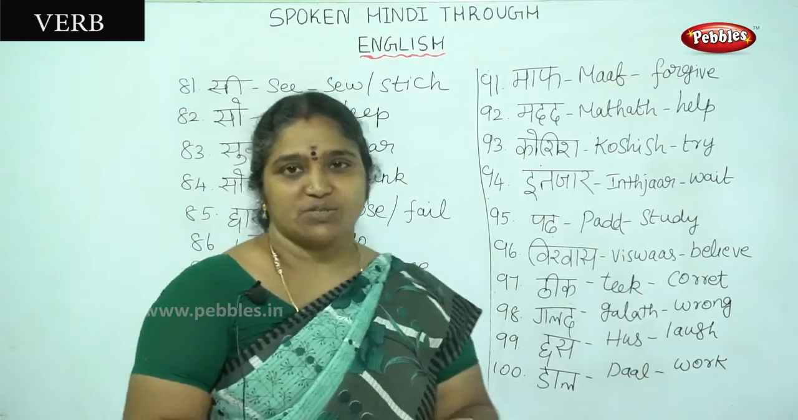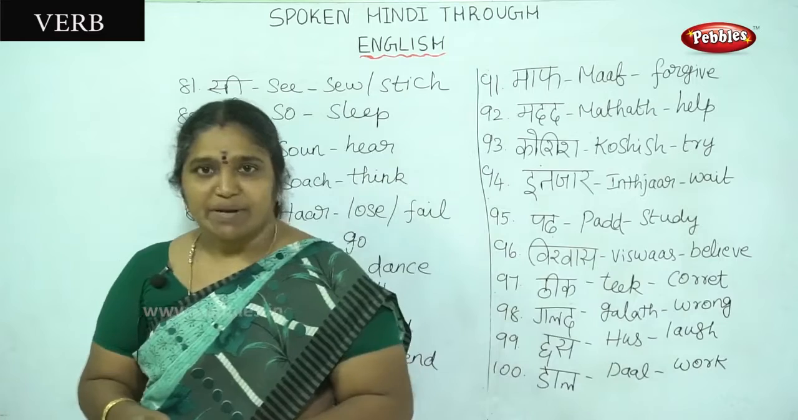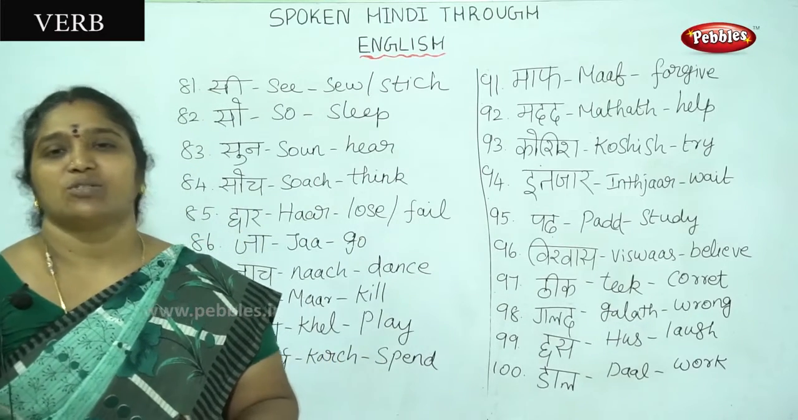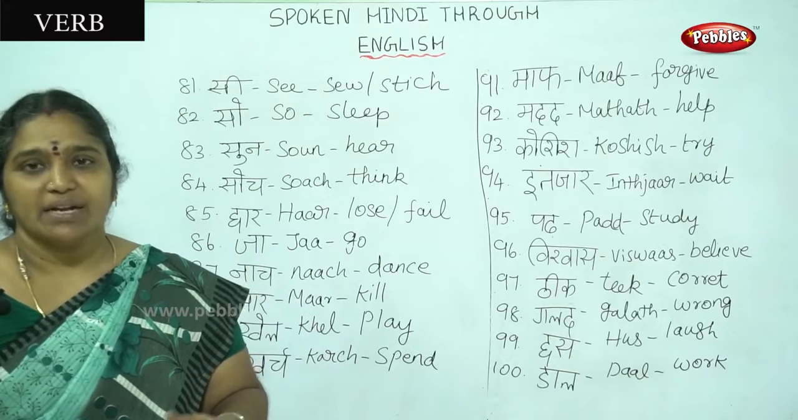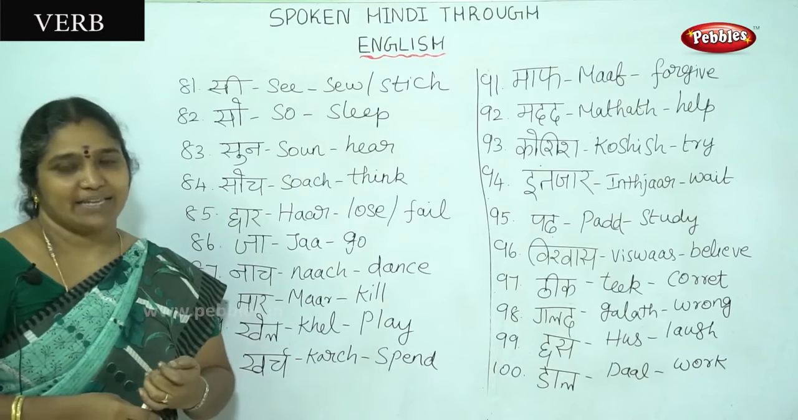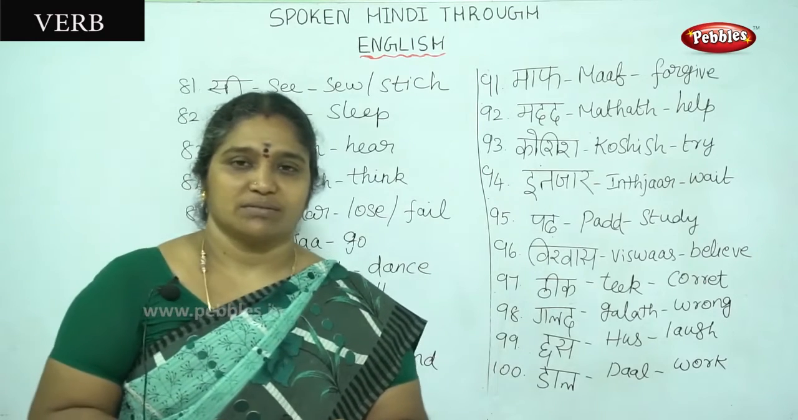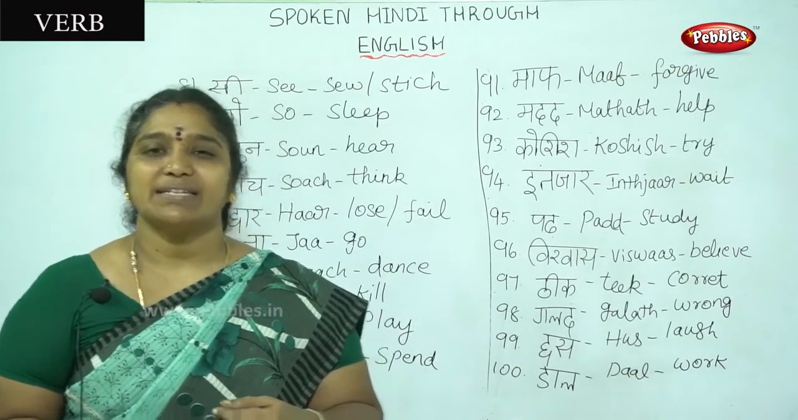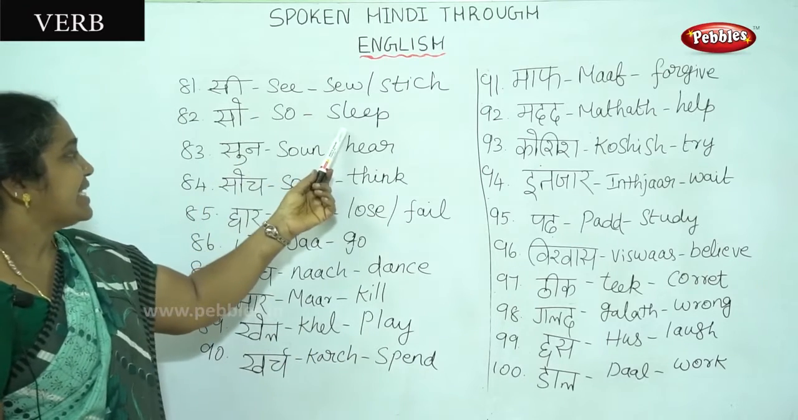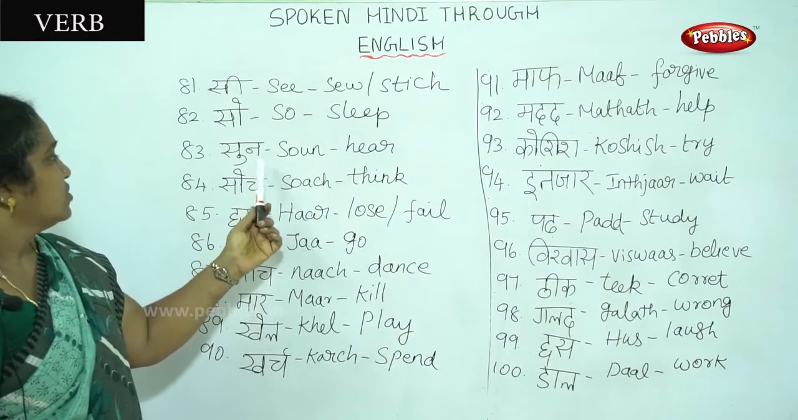The next one, 82, is so. The pronunciation is so. The meaning is sleep. मैं रात को 10 बजे सोऊंगी means I will go to sleep at 10 o'clock. This is the meaning: sleep. So means sleep.